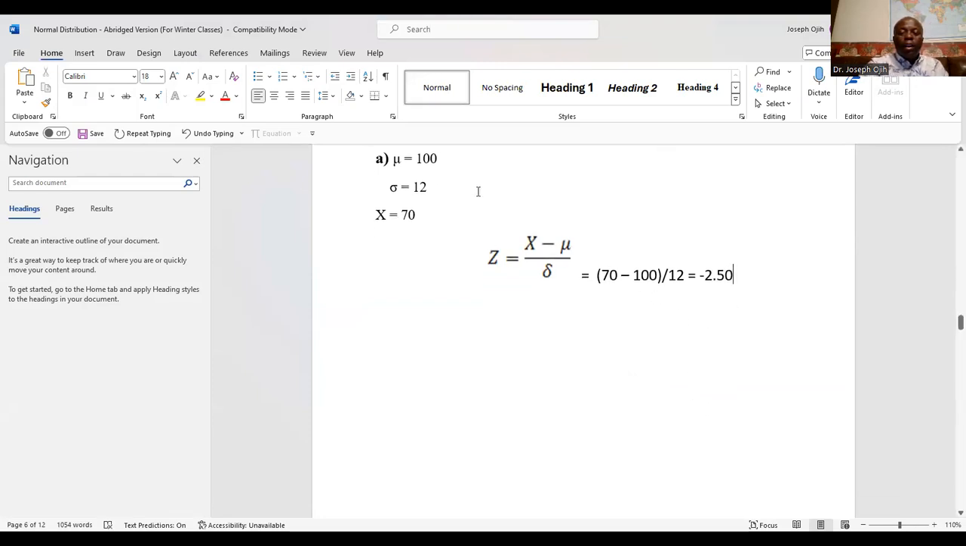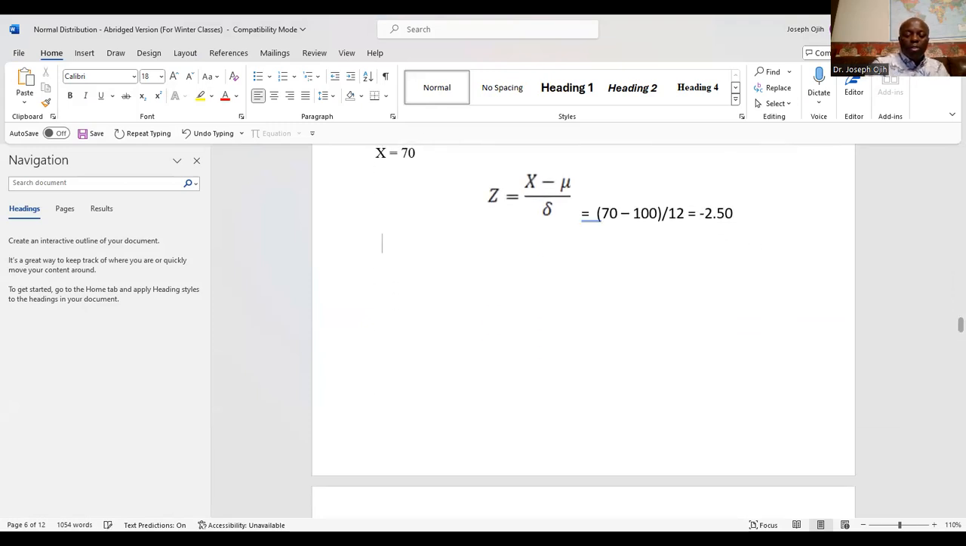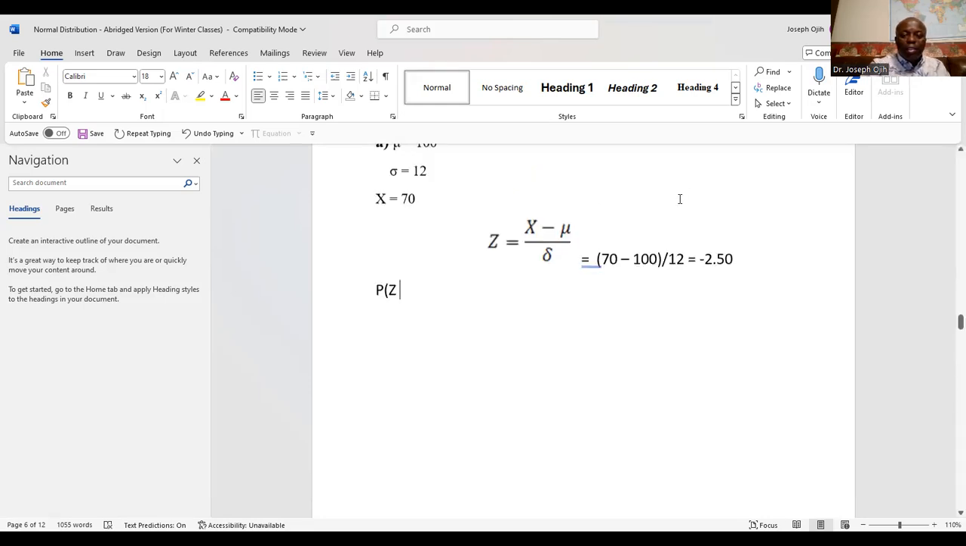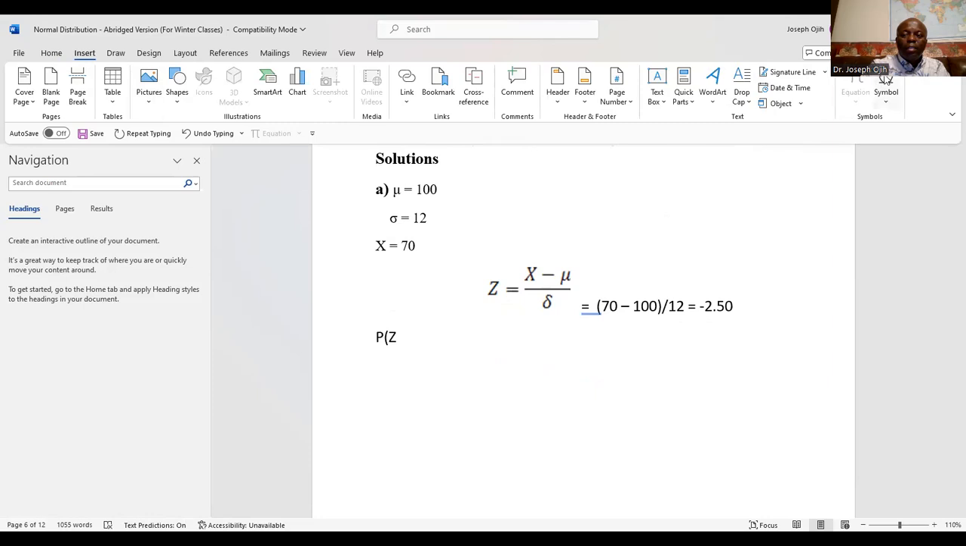Now, it is no longer X. It is now a Z. It is no longer 70. It is now negative 2.50, which means that the probability that the utility bill is less than 70 becomes the probability that Z is less than negative 2.50. I'm going to find the less than symbol from here.